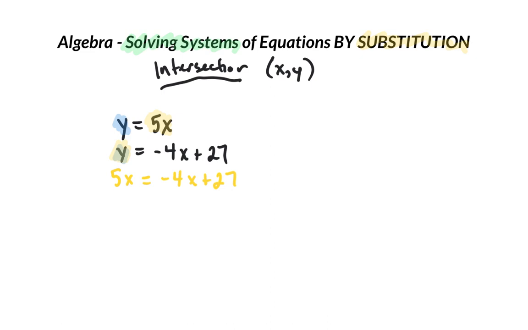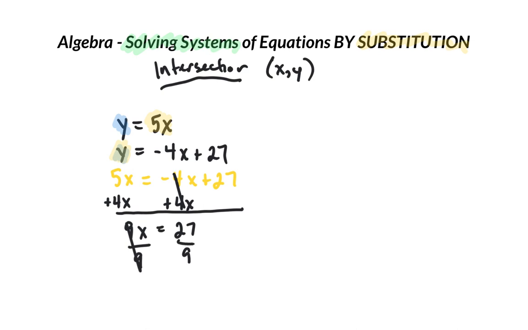So I'm going to add 4x to both sides. I like to get all my x's together. I have 9x equals 27. Divide both sides by 9. And x is 3. We're not done.